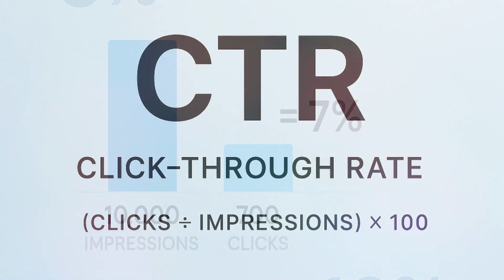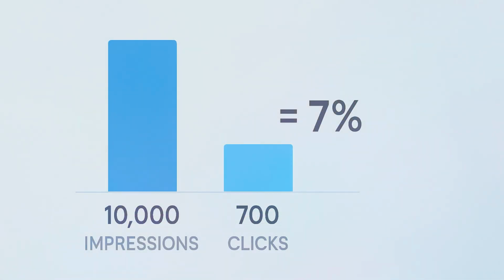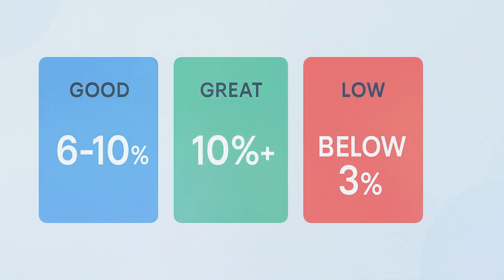Imagine this. Your video appears 10,000 times across YouTube, on the home feed, suggested videos, or shorts. Out of those 10,000 impressions, only 700 people click. That's a 7% CTR. It's simple math. Clicks divided by impressions multiplied by 100.